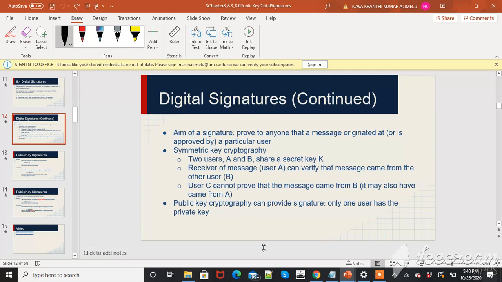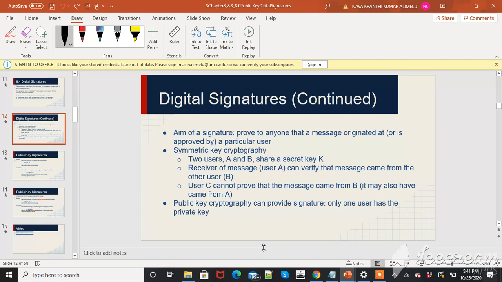Next, the aim of the signature is to prove to anyone that a message originated at a particular user. To prove this, we follow symmetric key cryptography. Symmetric key cryptography is a type of encryption scheme in which the same key is used both to encrypt and decrypt messages. Such a method of encoding information has been largely used in past decades to facilitate secret communication between governments and militaries.